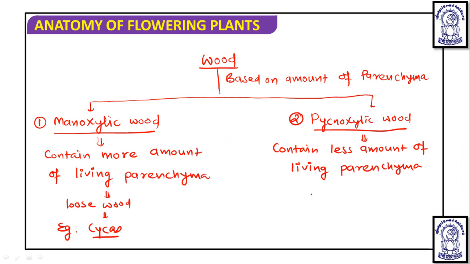Less amount of living parenchyma. And if we talk about the example of this type of wood, that is Pinus. The examples are conifers, Pinus is included in the conifers. So they have a lesser amount of it. Okay, so this is the first classification.